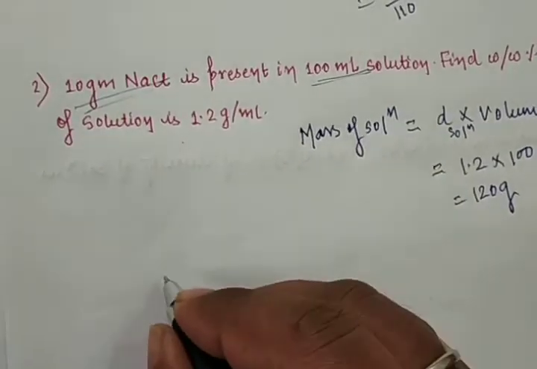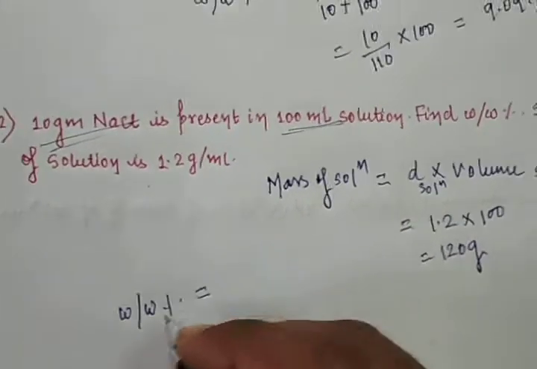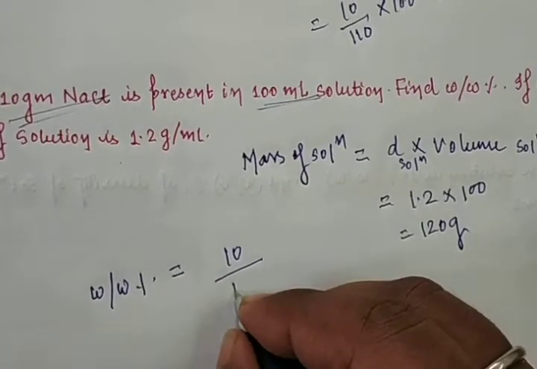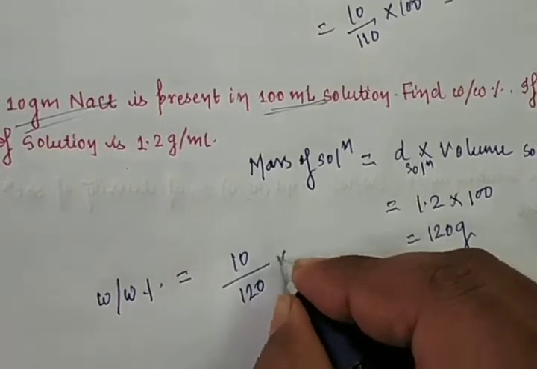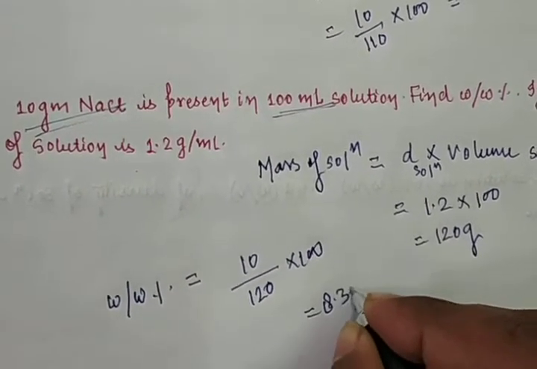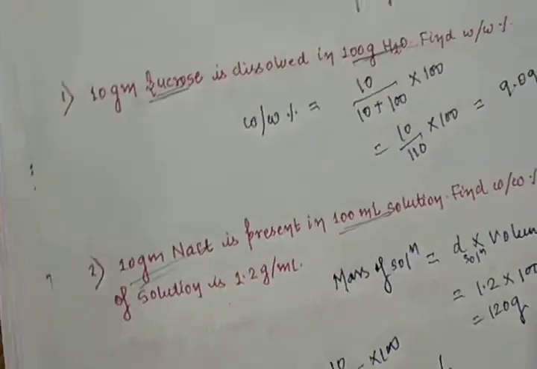Now again simple W by W percentage. So mass of solute is given, 10, and mass of solution is what? 120, into 100. Now the answer is what? 8.33%. Just multiply and divide. Okay, so this is W by W.